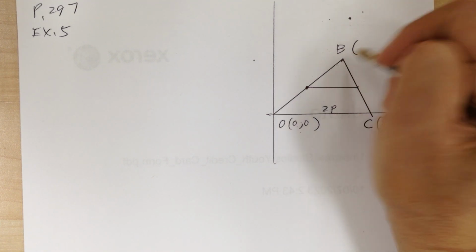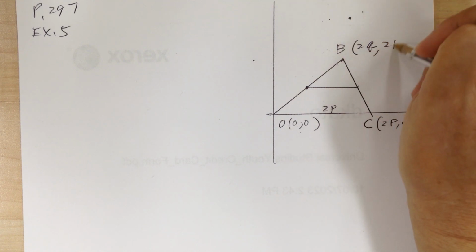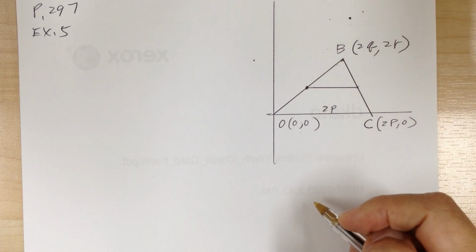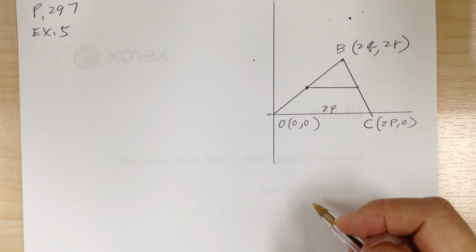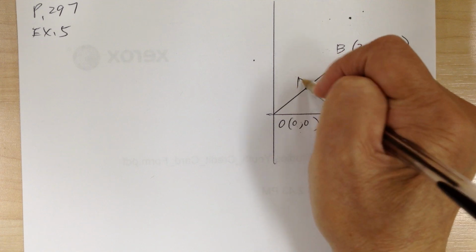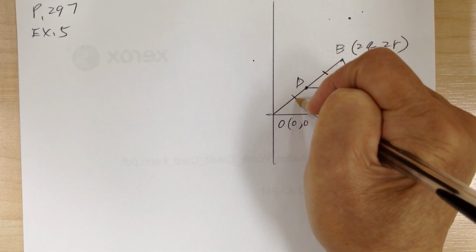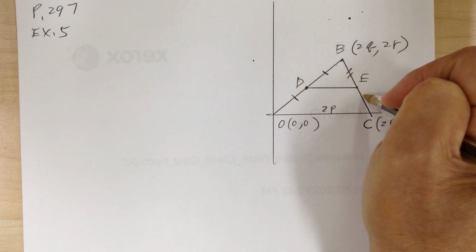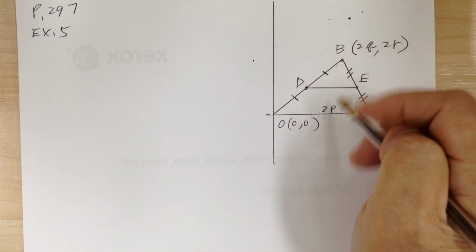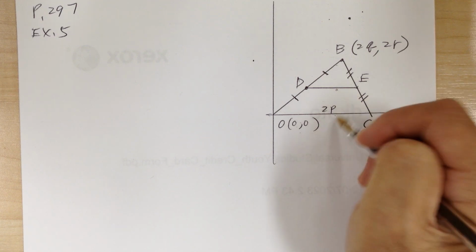Again, this is a random point. You can assign anything you want. So they're going to call this point 2q, 2r. Okay, so write according to proof. Let's say DE is a mid-segment. So that means this is congruent to this, and this is congruent to that. You want to prove that this is parallel to that, and that this is half of that.